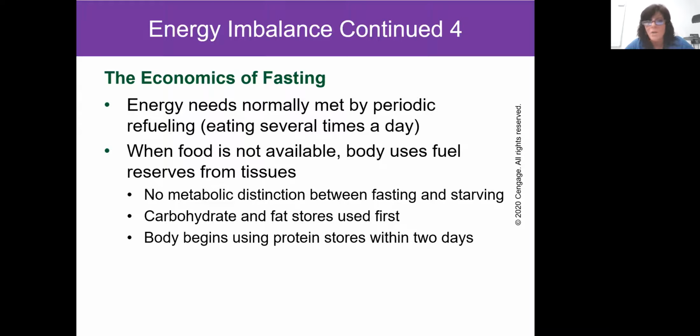If you're starving, your body's going to start using up stored carbs and stored fat first. But after 2 days of that, you start to break down muscle tissue for protein, because your body's like, we don't have any food. What are we going to do?